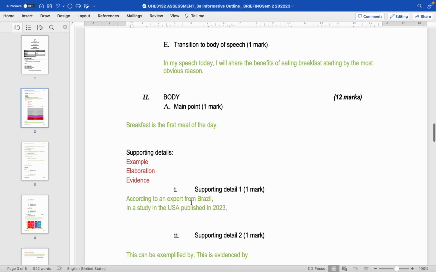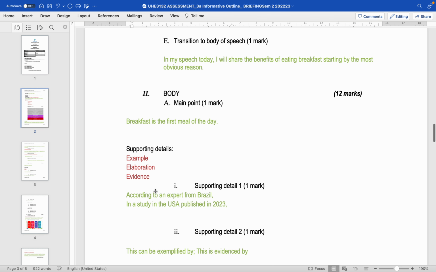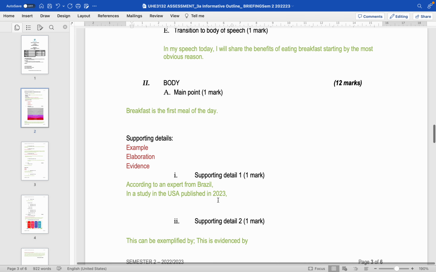Let's say, for example, for the first supporting detail, I want to give evidence here. So I put here, according to an expert from Brazil, blah, blah, blah. Or a study in the United States of America published in 2023 mentions that eating breakfast, okay, so this is how you do evidence. When you want to talk about evidence, you need to talk about where this research is from, when was it published, which year, and what is the research about. A summary of the research should also be included in the supporting detail.